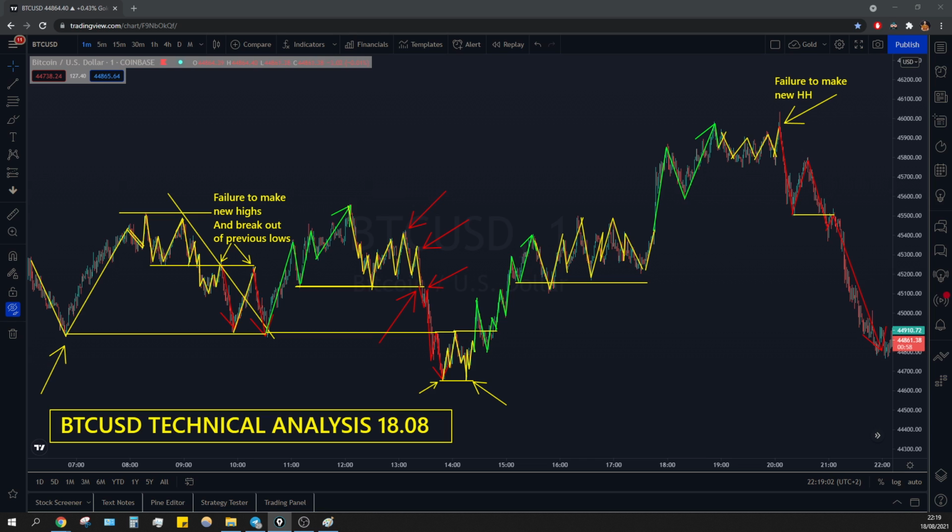Also, we analyzed Bitcoin, and let me just mark this price here on the left, so it's much clearer where price went.